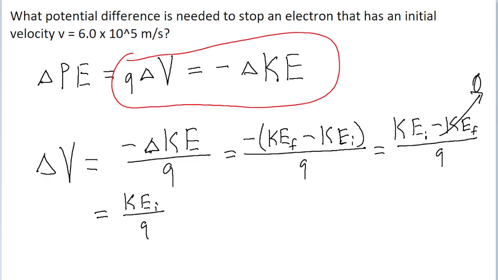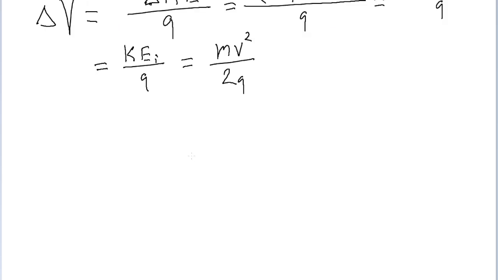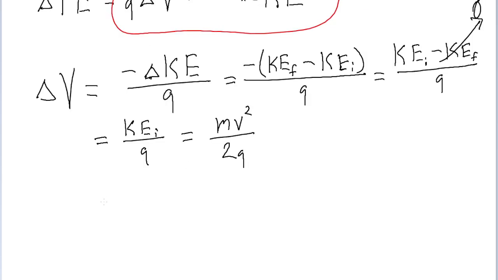And recall from our energy units that the kinetic energy of some particle is equal to 1/2 multiplied by the mass of that particle or object multiplied by the square of its speed. So we should substitute that in for our initial kinetic energy value. So delta V becomes equal to mv squared divided by 2q, where I've moved that 2 into the denominator. And really, all that is left for us to do in this problem is to substitute our values that were given in the problem into a calculator.